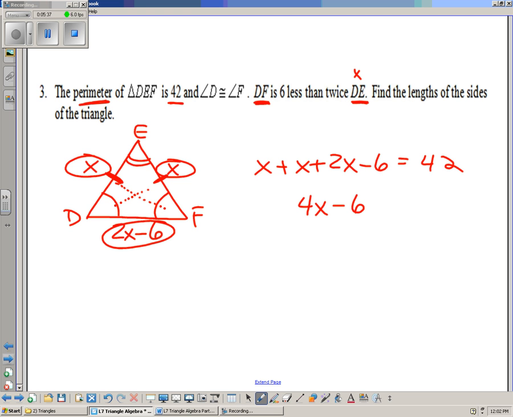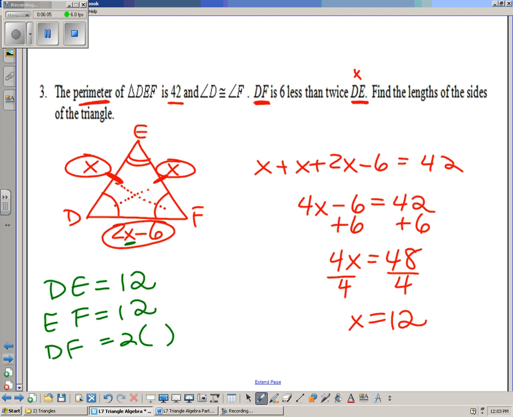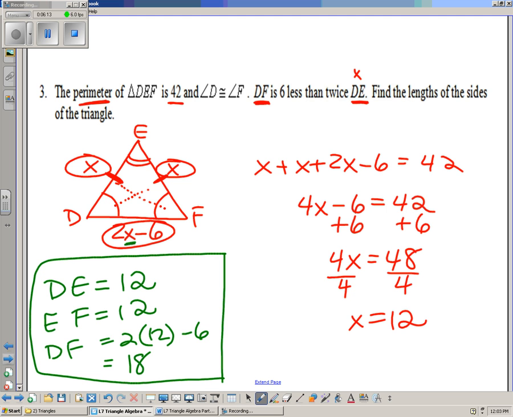Combining like terms, we get 4x minus 6 equals 42. 4x equals 48. X is 12. We were asked to find the lengths of the sides of the triangle. So DE and EF are equivalent to x, so DE is 12. EF is also 12. And DF is 2 times 12 minus 6, which is 24 minus 6, which is 18. So the side lengths, I need 3 answers because there are 3 sides of the triangle, are 12, 12, and 18.